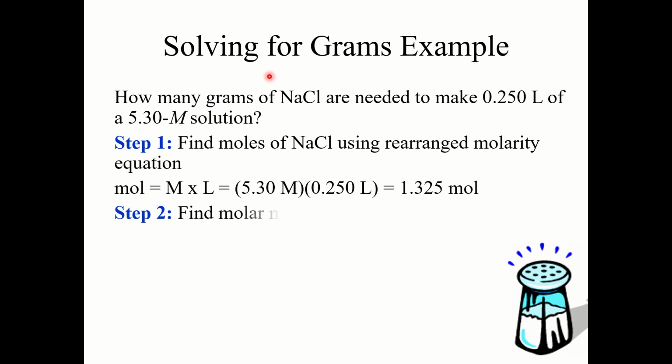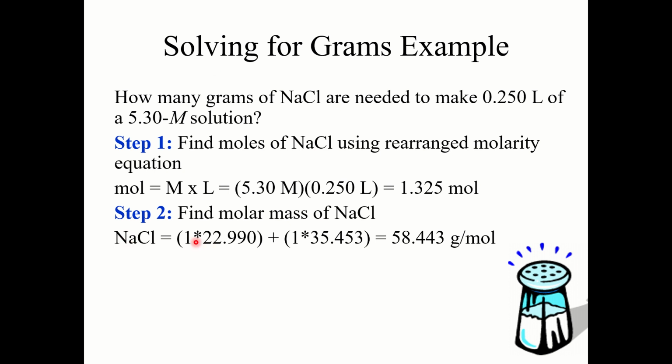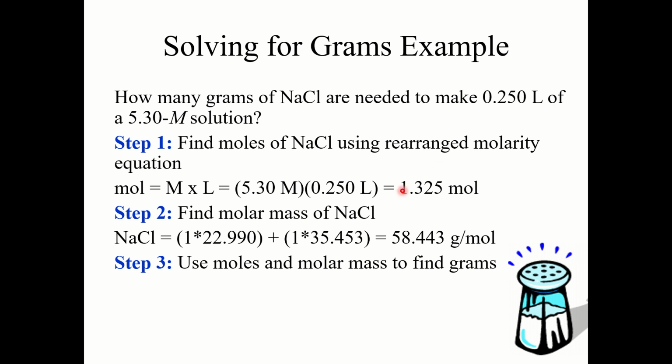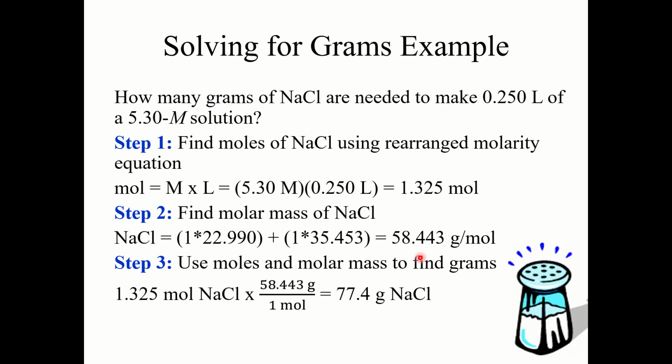Now the problem asked for grams. So if I want to go from moles to grams, I first need to find the molar mass of NaCl. That's 1 atom of sodium, which is 22.990, and 1 atom of chlorine, 35.453. This gives a molar mass of 58.443 grams per mole. So last step, use the moles we calculated in step 1, and the molar mass we calculated in step 2, to find grams. So 1.325 moles multiplied by 58.443 grams over 1 mole. And this gives 77.4 grams NaCl.